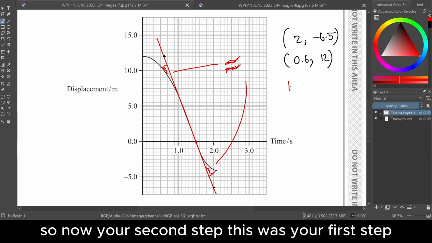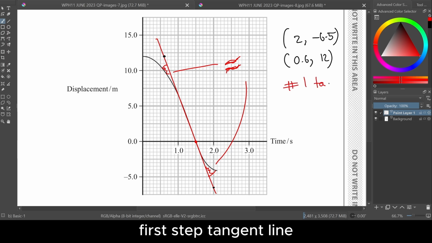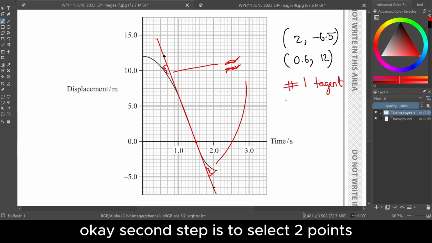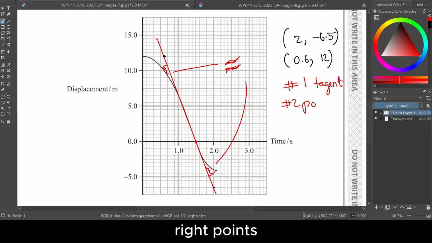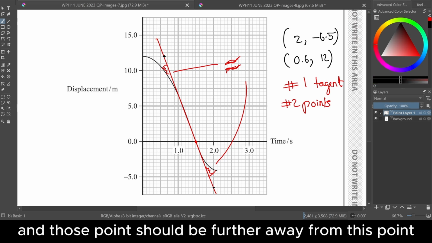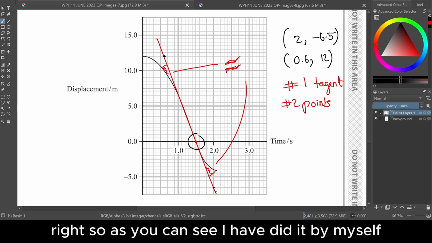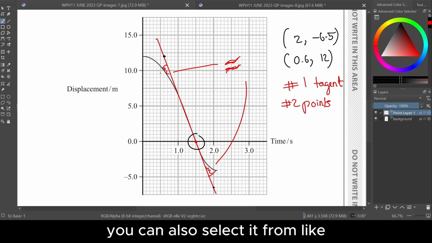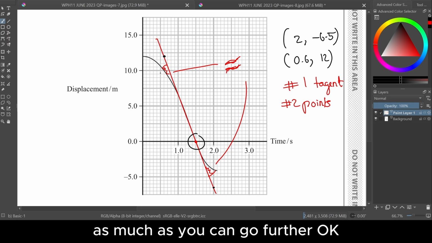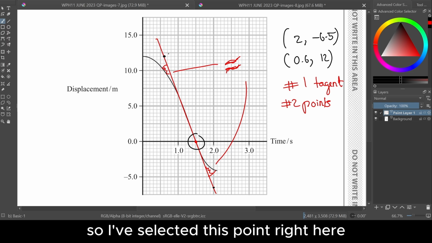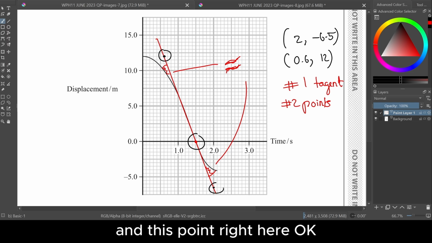Now, your second step, this was your first step, the tangent line. The second step is to select two points. Those points should be further away from this point. As you can see, I have done it myself. You can go closer a bit, but I suggest going further, as much as you can. So I've selected this point right here and this point right here. These are my points.